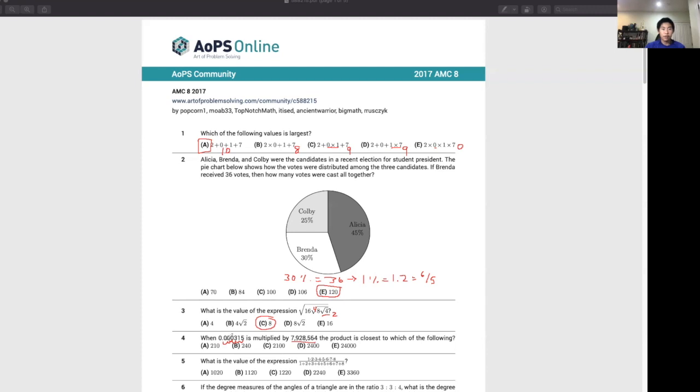Now if we have 300 over 1 million times 8 million, let's figure out what that is. Because we're dividing by a million and then multiplying by 8 million, we cancel the millions and we have 300 times 8. And that's closest to 2,400. And that's our answer.